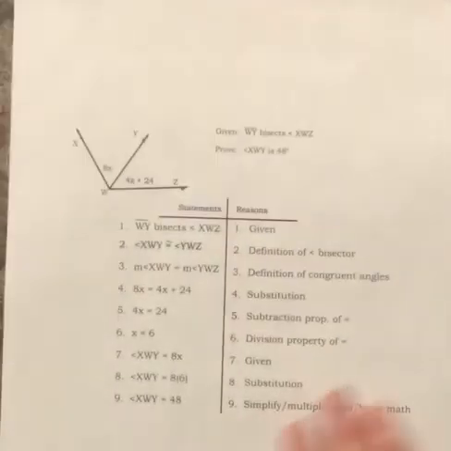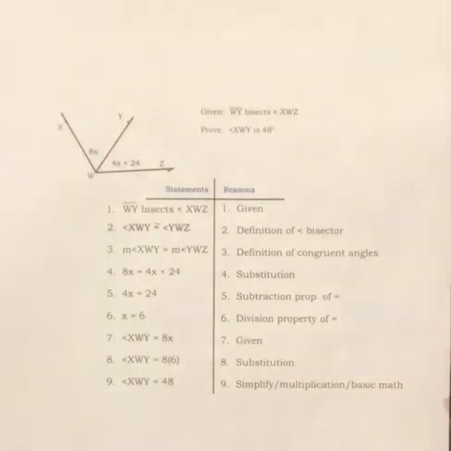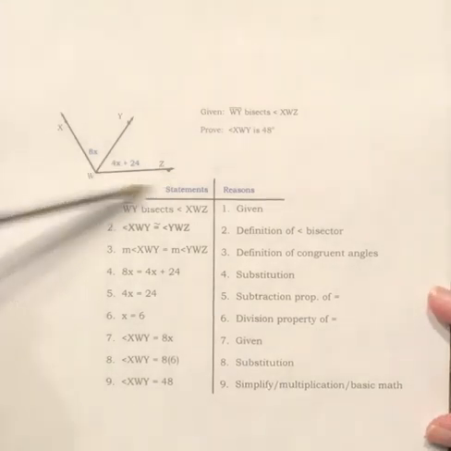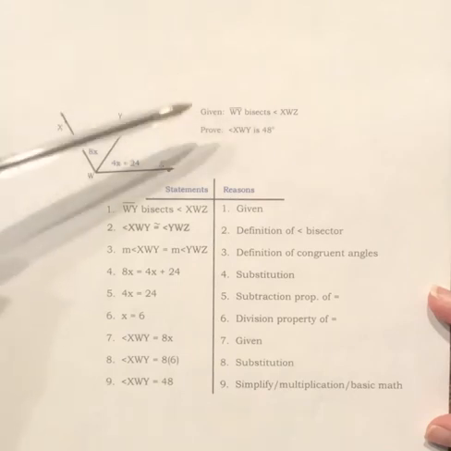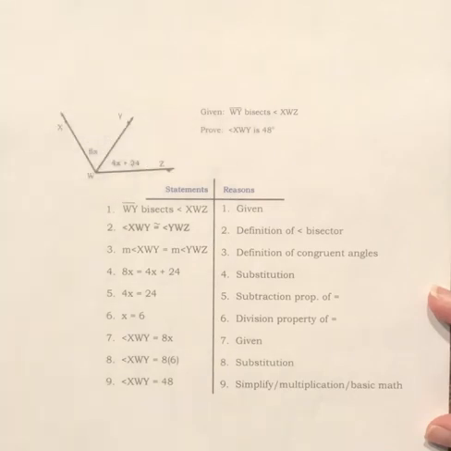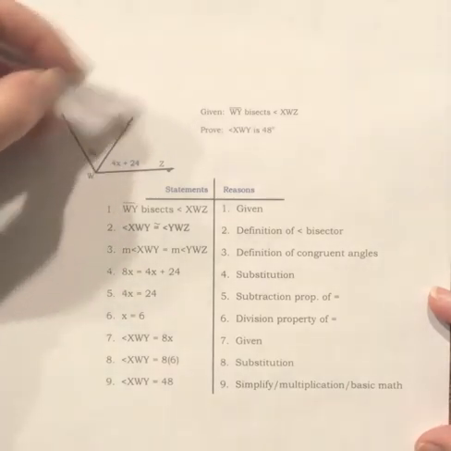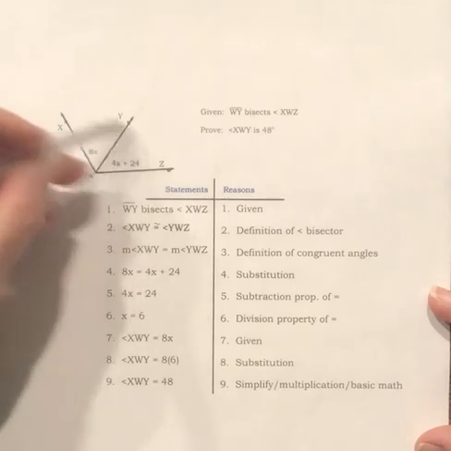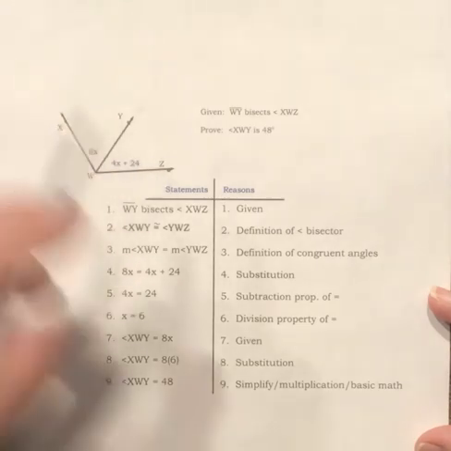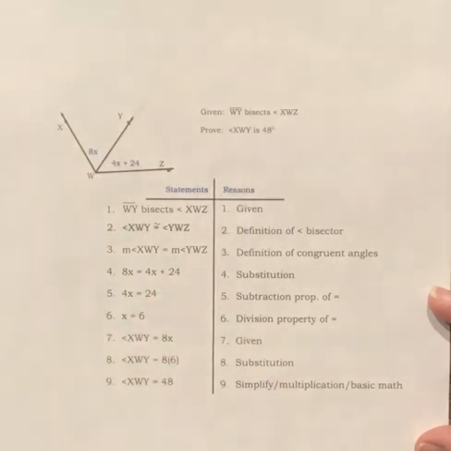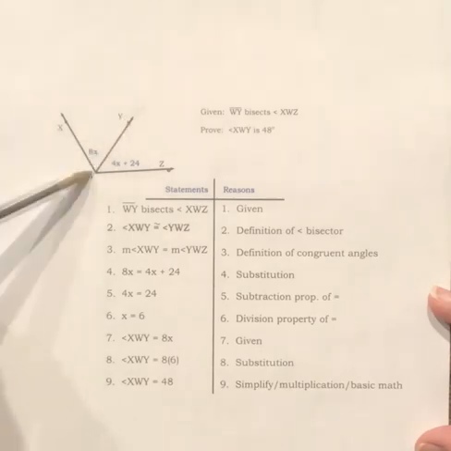The last proof is similar to that, but I have to go a couple steps further. So for my last proof, I'm given this figure, it's angles, and I'm given that ray WY bisects angle XWZ. So this right here is bisecting this big angle here. And I'm supposed to prove that angle XWY right here is 48 degrees.